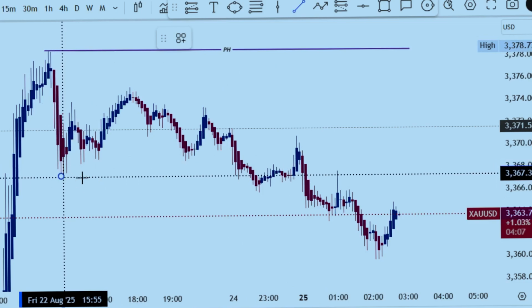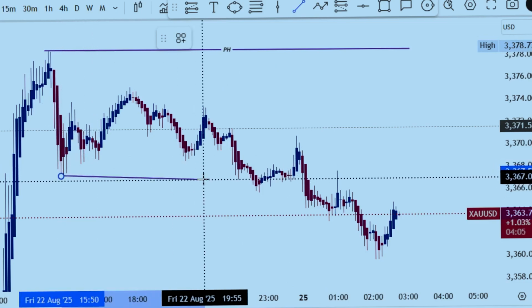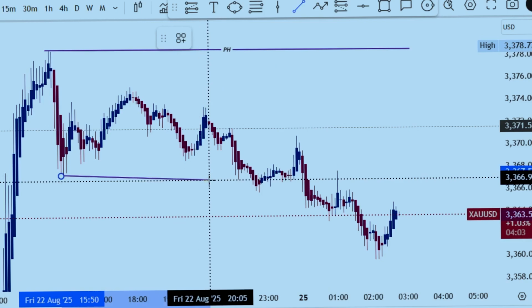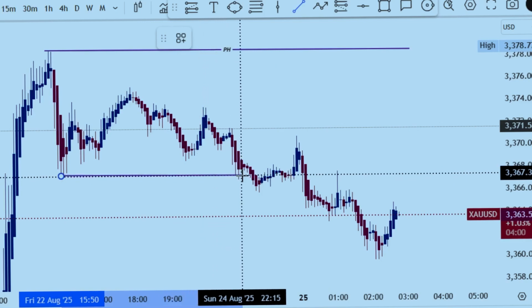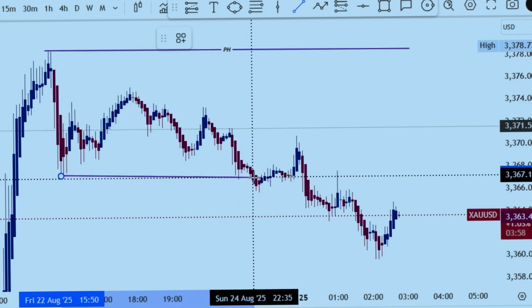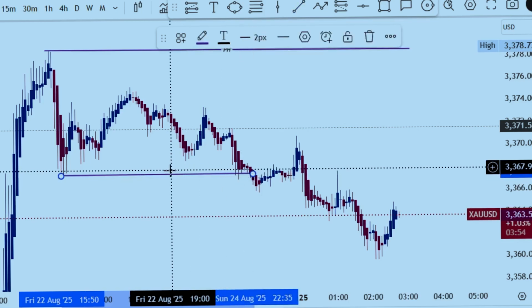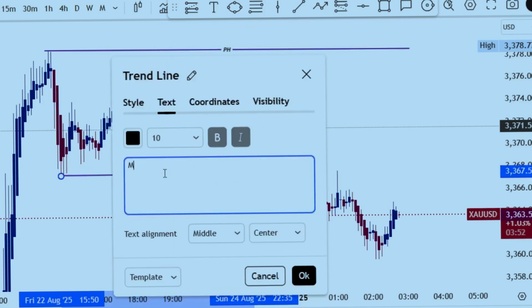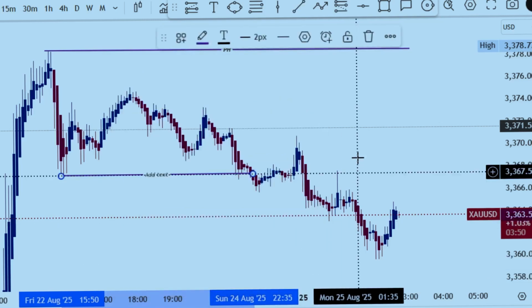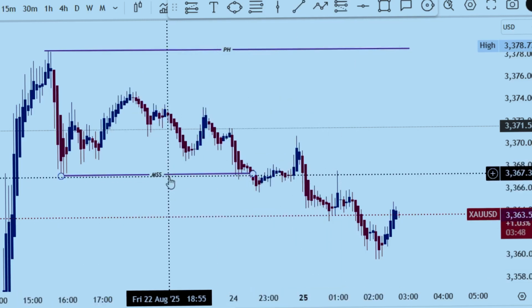So we have here the last low. After it, above this low, no low has been created. Let's move forward. So right here, the low is taken out, which is our market structure shift right there. So right there we have our market structure shift.